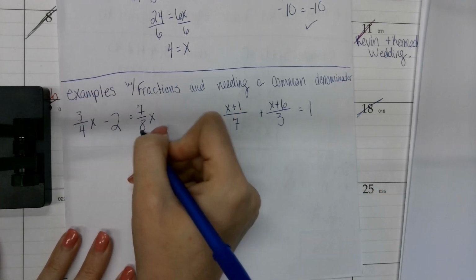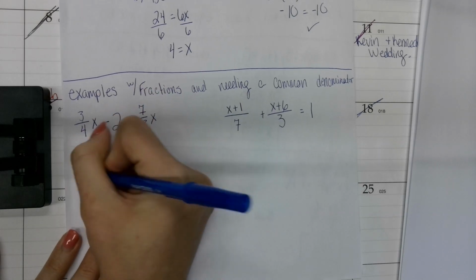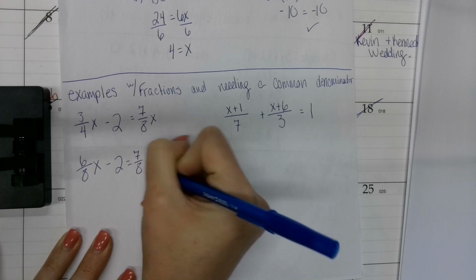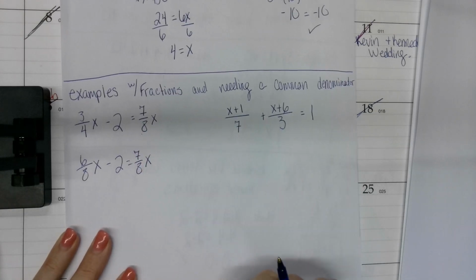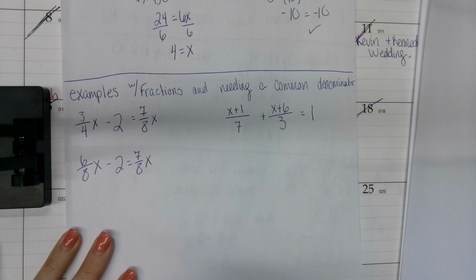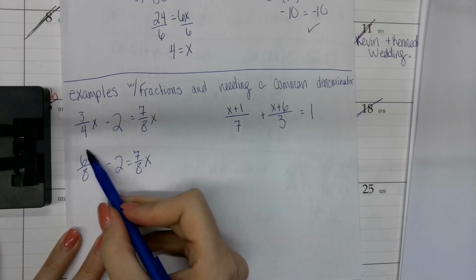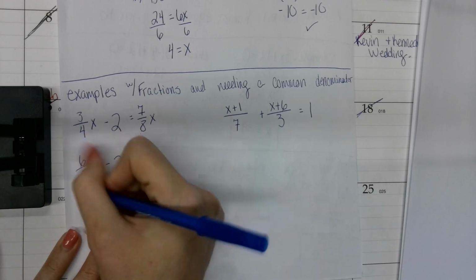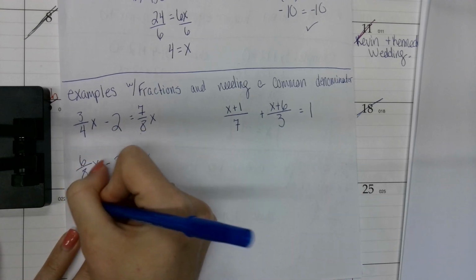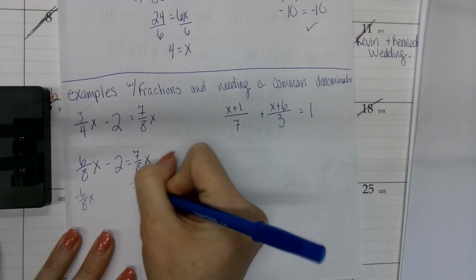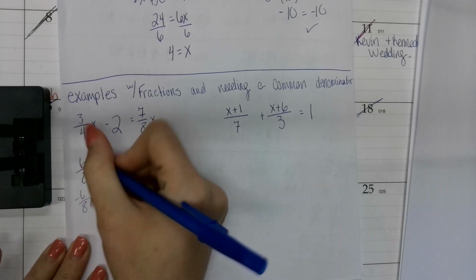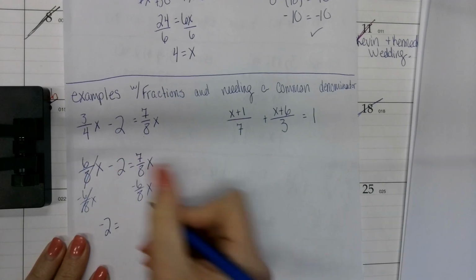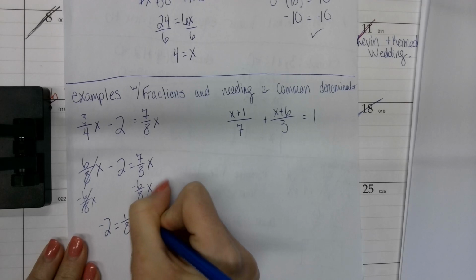So we're going to change our 3/4 to 8ths. So we'd have 6/8 x subtract 2 equals 7/8 x. And how I did that, if you don't remember changing your fractions, 4 times 2 is 8, so I have to do 3 times 2 to get the 6. Now then, this is positive over here, so I'm going to subtract 6/8 x. So 6/8 subtract 6/8 is 0, and I have -2 equals 7 subtract 6 is 1/8 x.